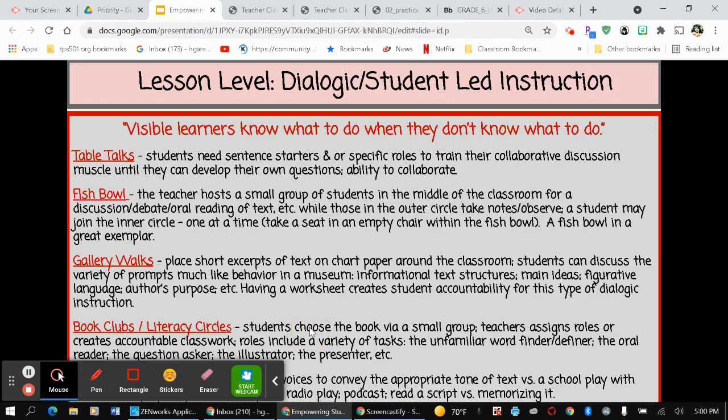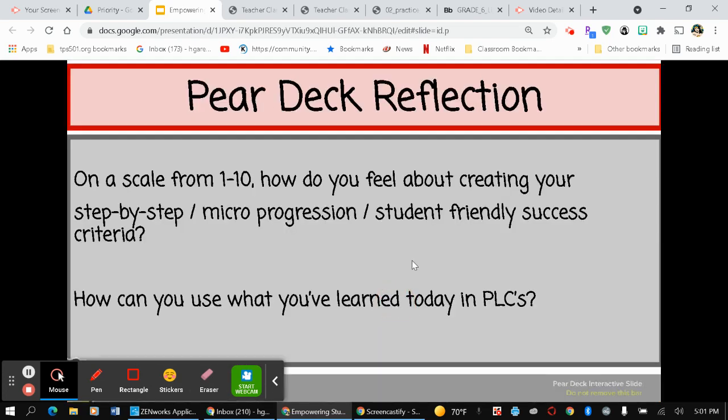Here are some more ideas that come from the Visible Learning book, particularly the one on content literacy. However, I think most of these examples could be used in any class, except for maybe book clubs and literacy circles. Maybe not so much in science, but table talks are certainly something that could be done, and fishbowl discussions and gallery walks. And there are examples there of book clubs and literacy. Perhaps you could draw inspiration from that in any content.